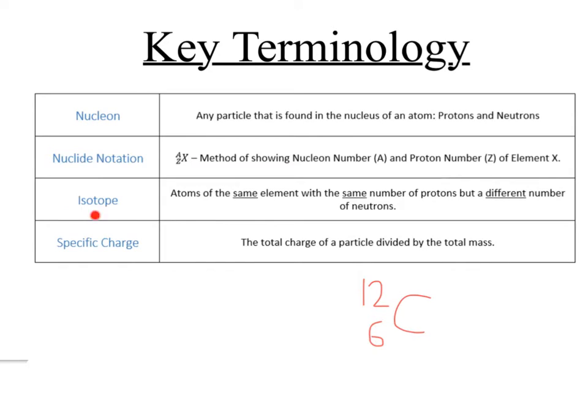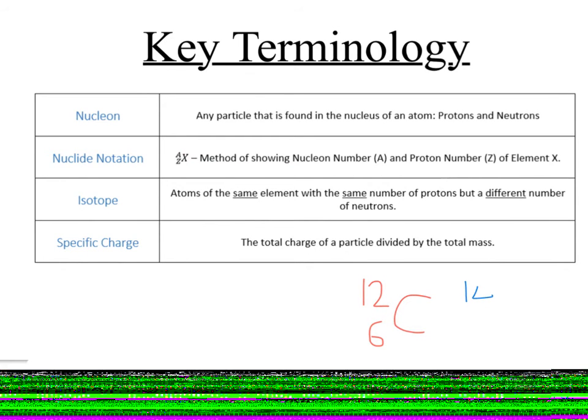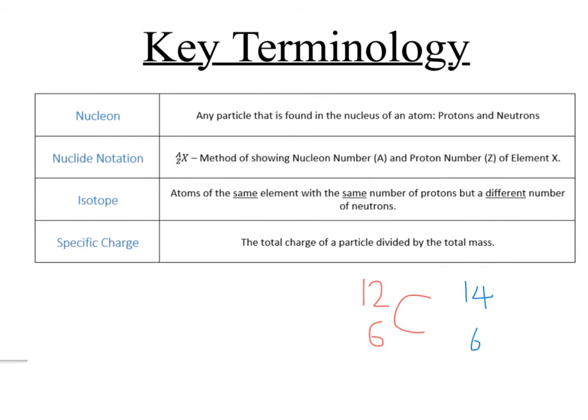So isotopes are atoms of the same element with the same number of protons but a different number of neutrons. So an example of that would be that carbon actually has another isotope, which is carbon 14, and this is what's used in actual carbon dating. So isotopes of the same element have the same number of protons, which is what makes them the same element, but they can have different numbers of neutrons. So this has got 8 neutrons, whereas this has got 6.